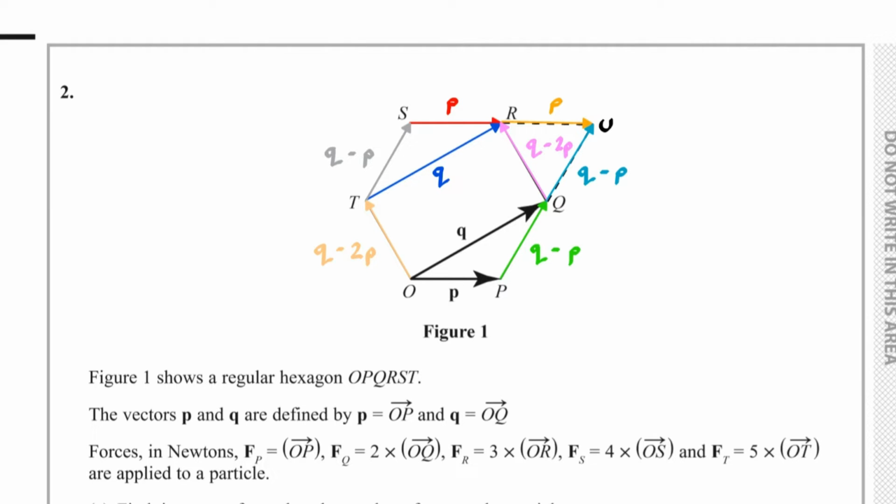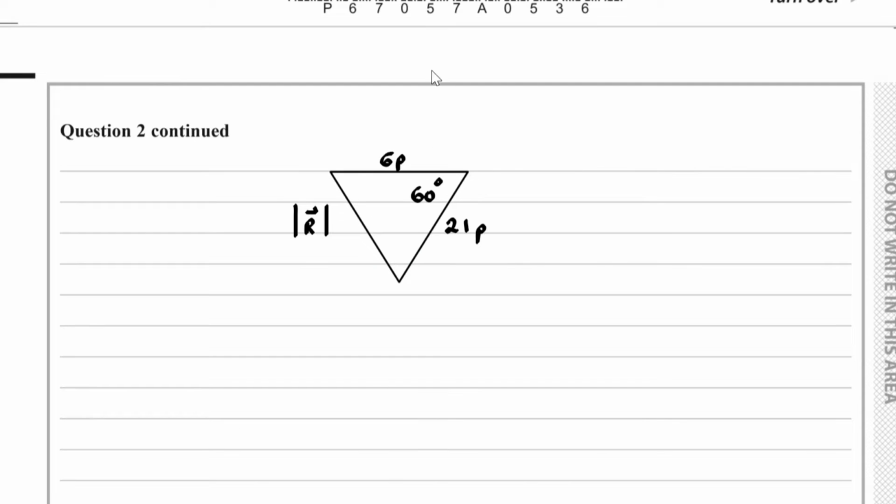what we have is q minus p, and then we have essentially an angle going this, a line going this way, and if this is 60, because it's an exterior angle, that means this is also 60. So, if we find the magnitude of r, we can do that using the cosine rule.